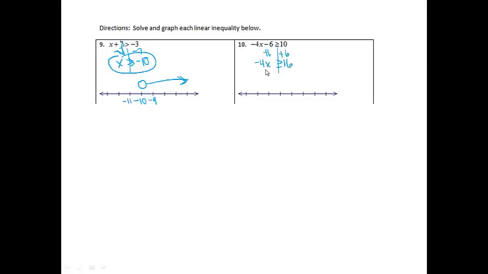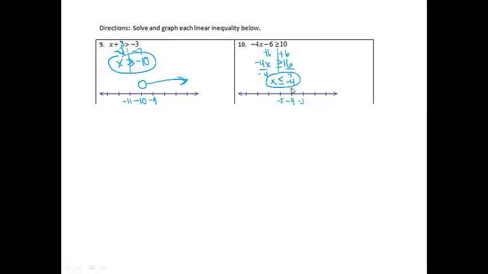And then to get the x by itself, we'll divide both sides by negative 4. So I will get x, and 16 divided by negative 4 is negative 4. And I divided by a negative number, which means we have to switch the way that the inequality is going. So that's my answer.